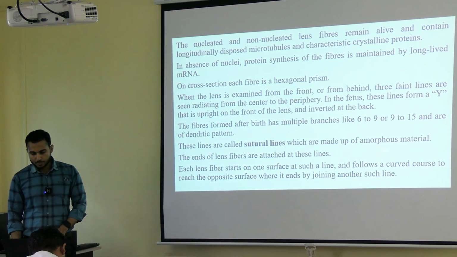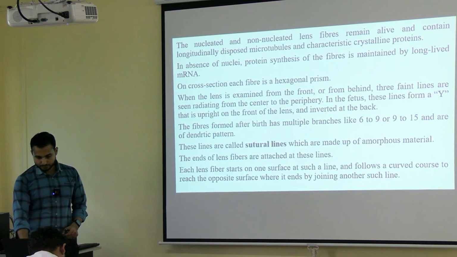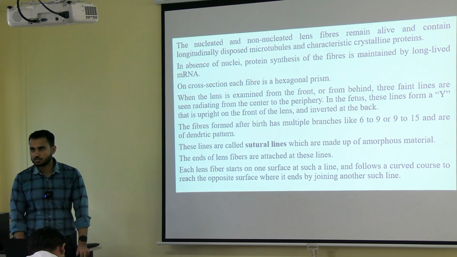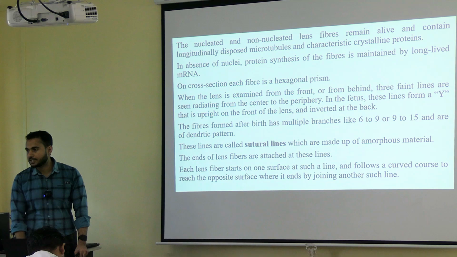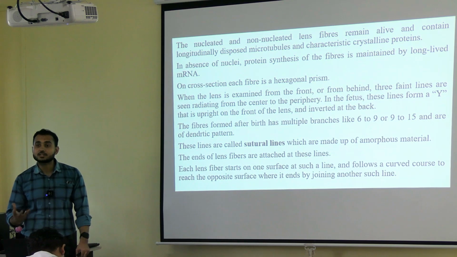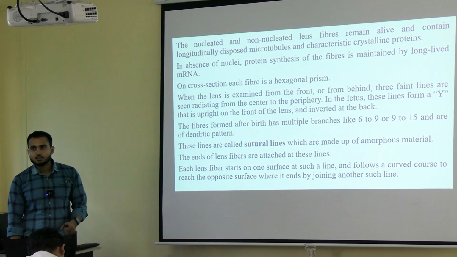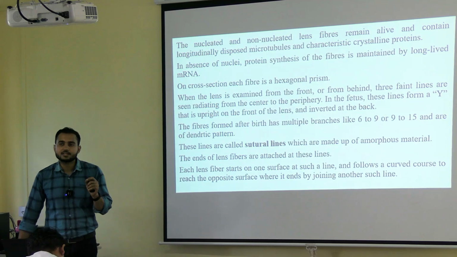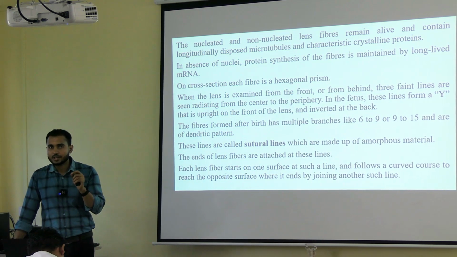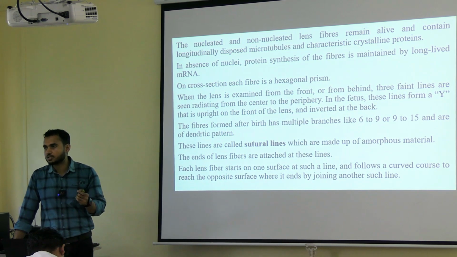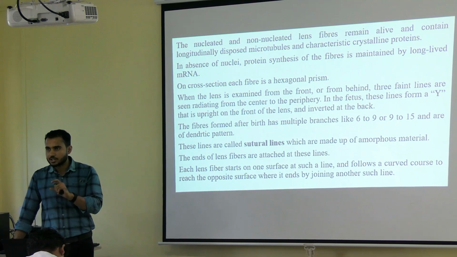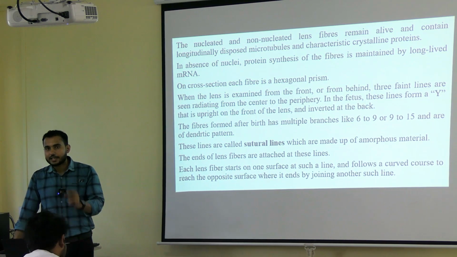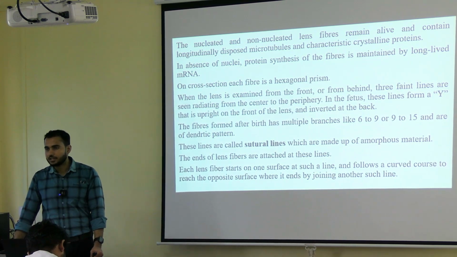Next, another important point which you have to know, that is the sutural lines. तो ये sutural lines क्या होता है? Okay. Now, if you see the sutural lines in case of intrauterine life, in case of fetus, and in case of adult, the arrangement of the sutural lines is completely different.